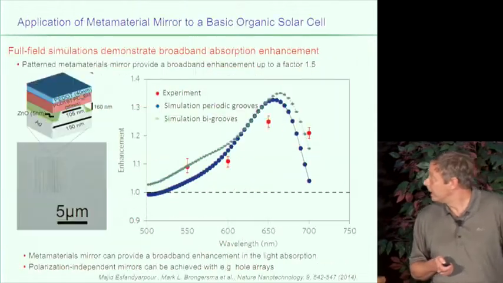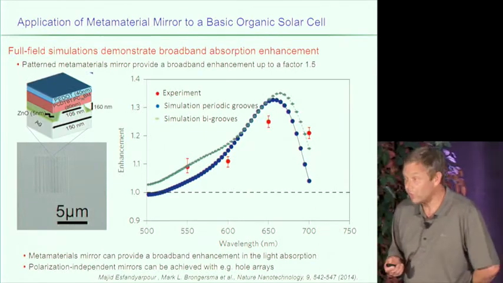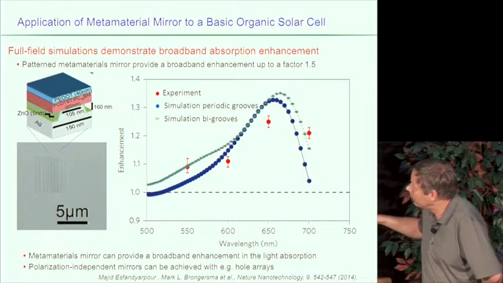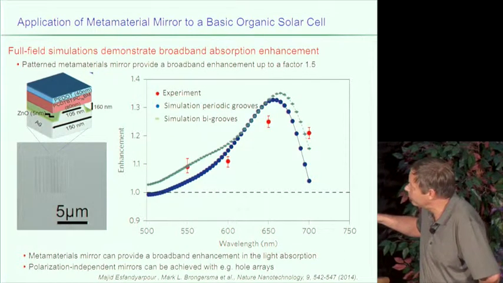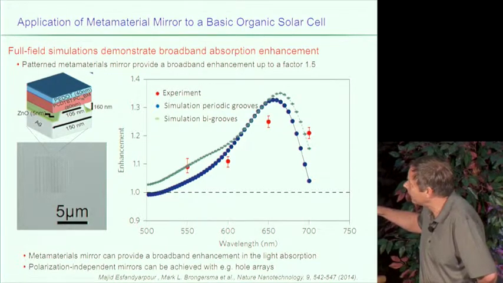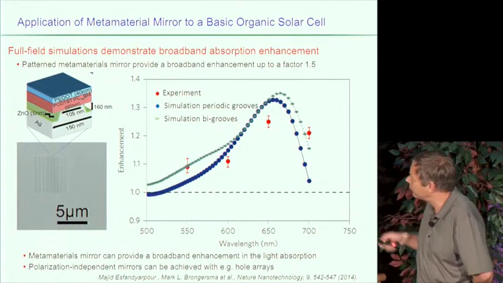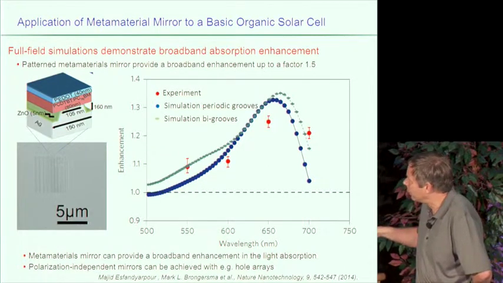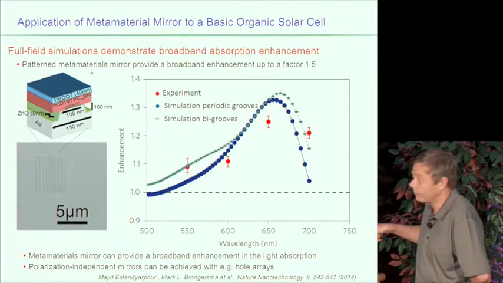And here's one cell that we made in collaboration with Mike McGehee's group, where we basically took a metallic film and dug sub-wavelength grooves with sub-wavelength spacings in the metal. His group was able to put an organic cell on top with a transparent electrode on top of that. And here we measure the enhancement in the photocurrent versus wavelength of illumination.